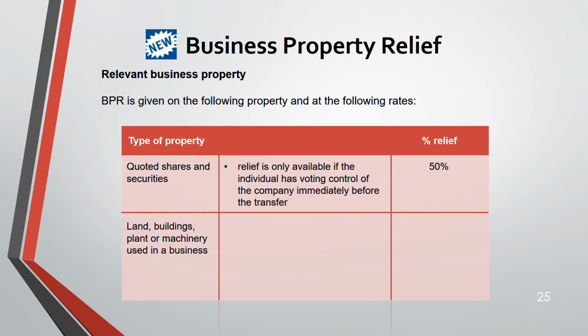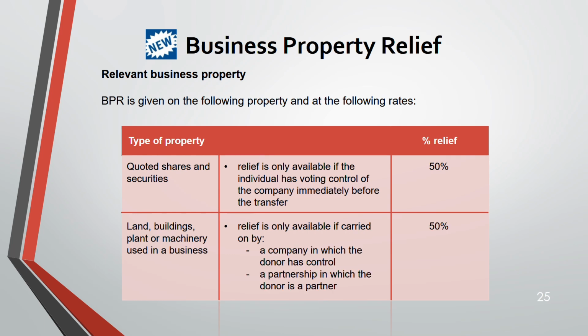Next, land and buildings, even this is 50%. Land, buildings, plant or machinery used in a business, not for your personal reasons. It could be land, it could be buildings, it could be plant or machinery. This relief is only available if carried on by a company in which the donor has control or a partnership in which the donor is a partner. Remember, if it's a company, the donor should have the control. If it's a partnership, the donor should be a partner.